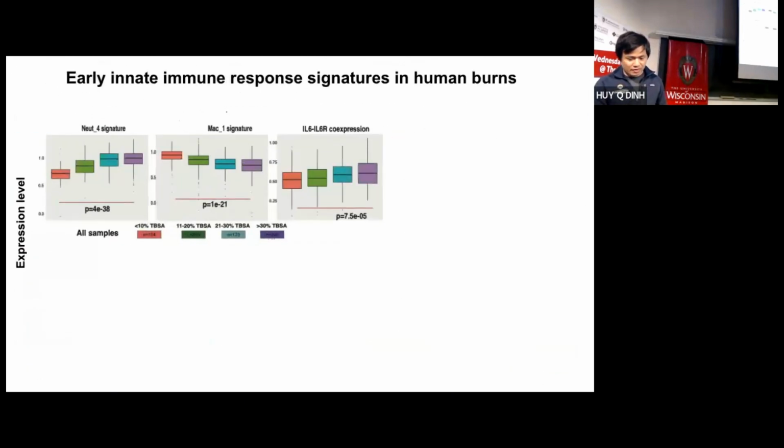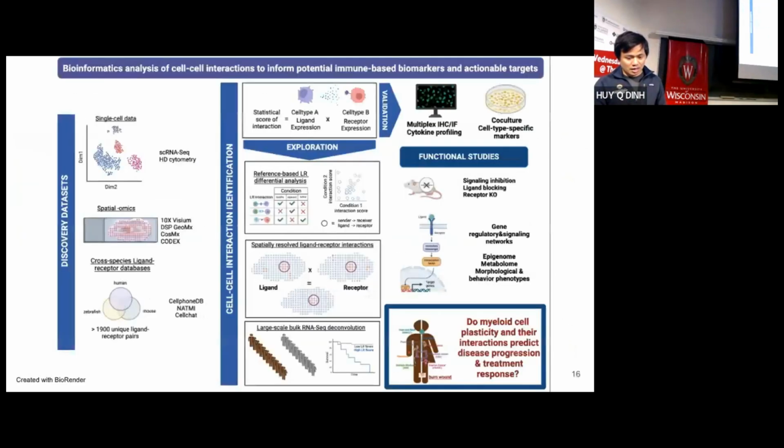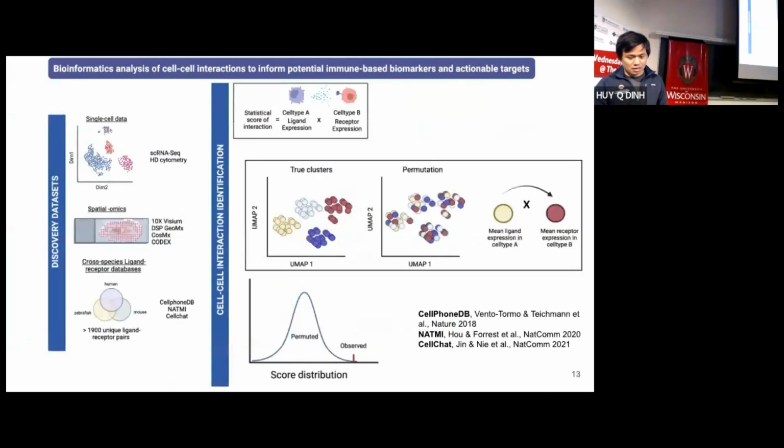We sequence everything and we identify the cell type. So we identify the different cell types here. And we ask if a ligand is expressed in one cell type and its corresponding receptor is expressed in another cell type. And if they are co-expressed, they are likely interacting.